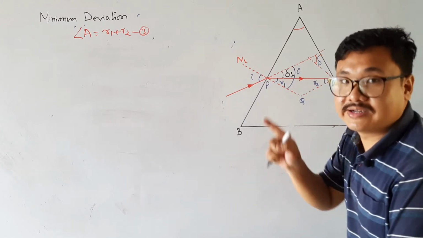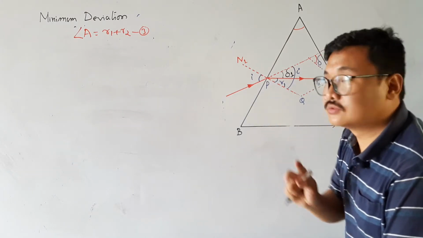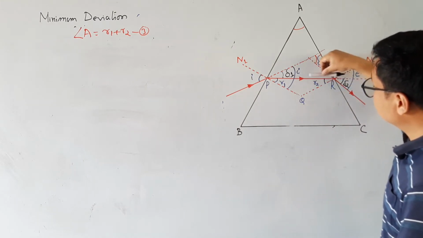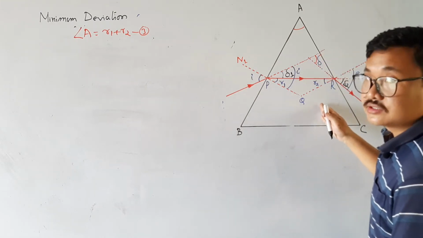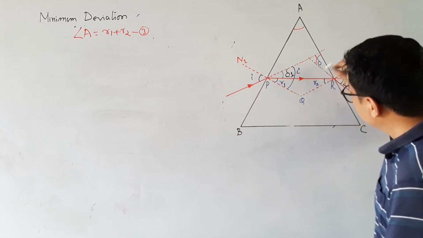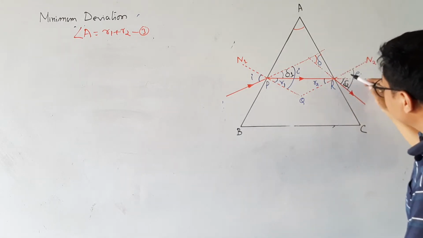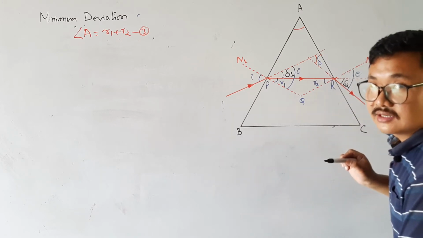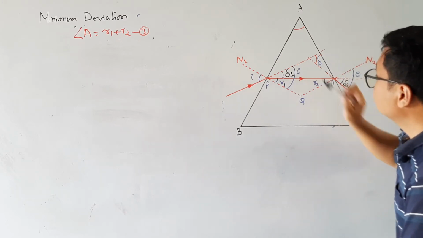But not only one time. Deviation takes place 2 times. Here, it was going like this. Can you see it? But it is going from the denser to the rarer medium. Instead of going along this dotted line, it deviated downward. So I will write this as delta 2. Understood? So this is delta 2 and delta 1.